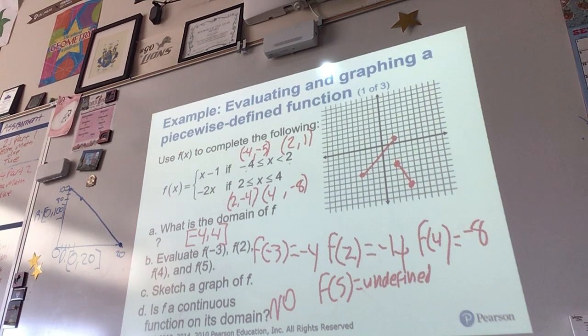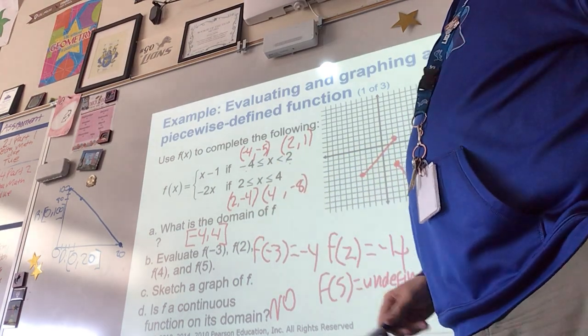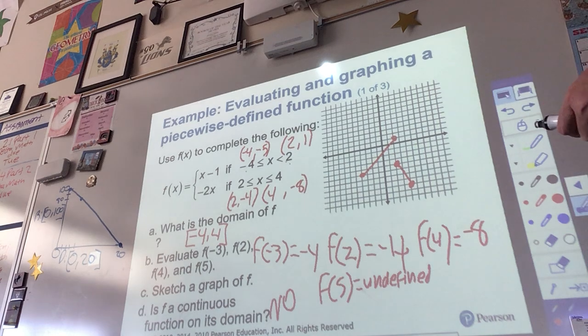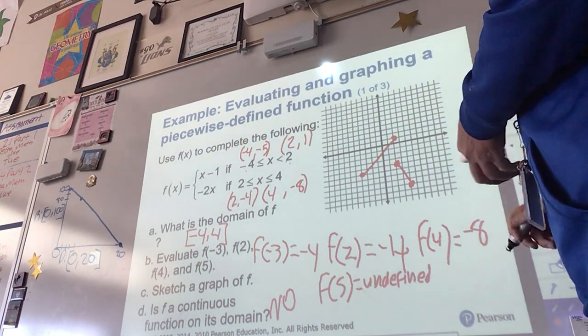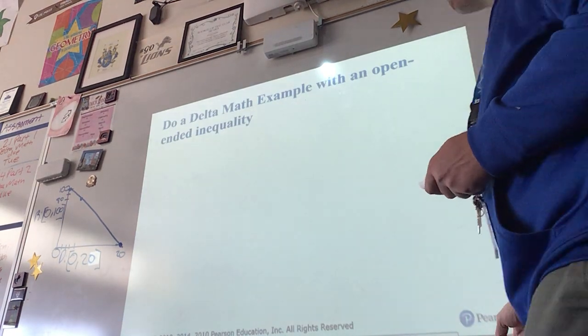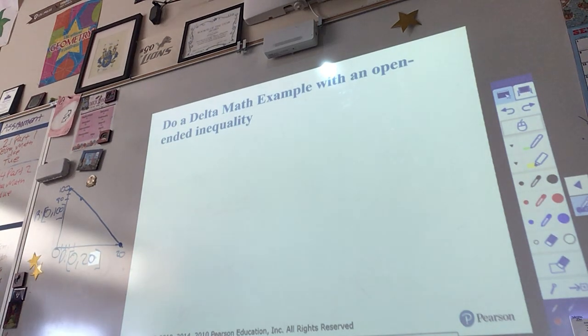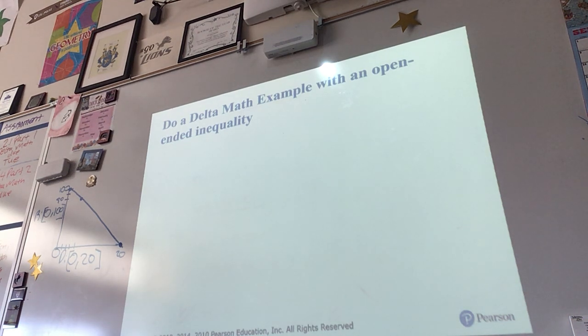That's what that's going to look like if you have a double-sided inequality or a triple inequality. Let's look at what it would look like if you had an open-ended inequality, like you might in Delta Math. Okay? So I'm going to pull up one that you can see. Delta Math's pretty easy to graph as long as you know what you're doing. So I'm going to show you kind of how to do that.